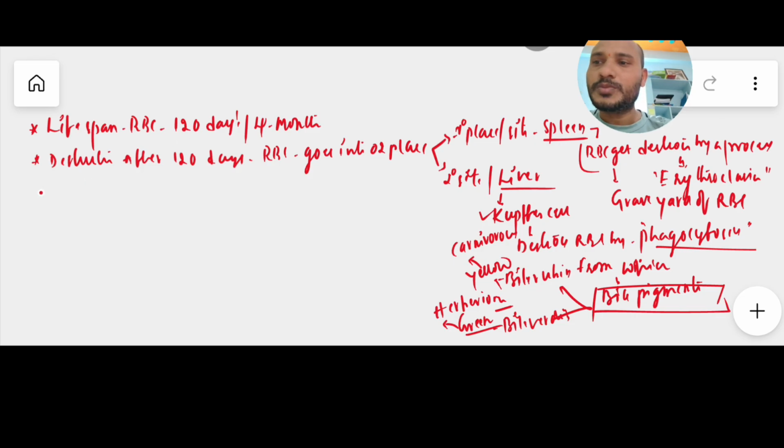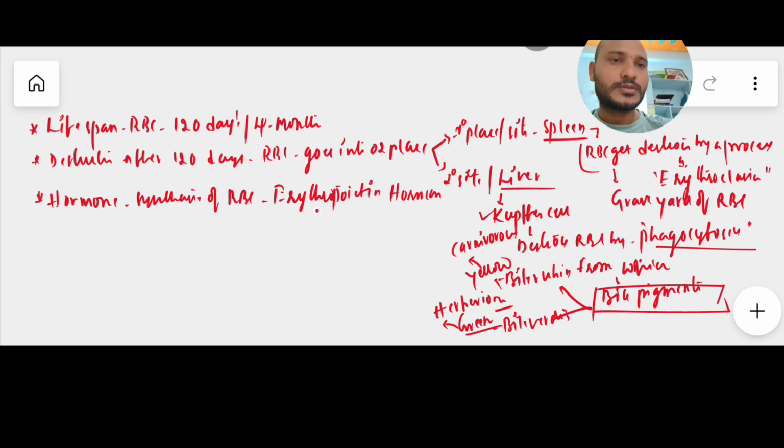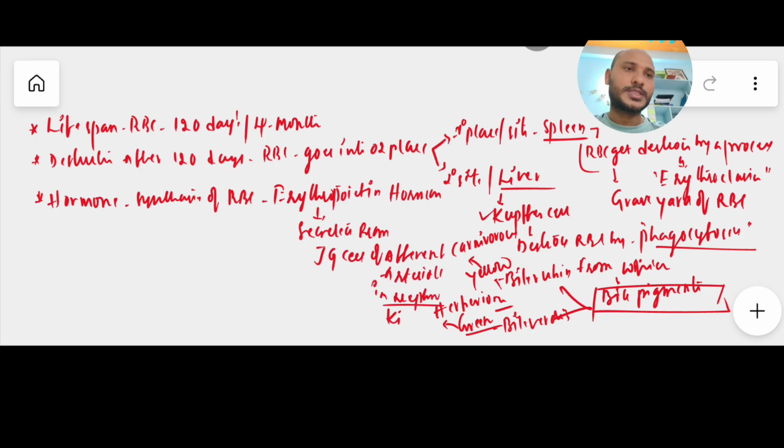Now coming to one more important point, the hormone essential for synthesis of RBC. The hormone is called erythropoietin. These erythropoietin hormones are secreted from JG cells, the juxtaglomerular cells of the efferent arteriole in the nephron or kidney. Hence, erythropoietin is the hormone essential for the production of RBC.